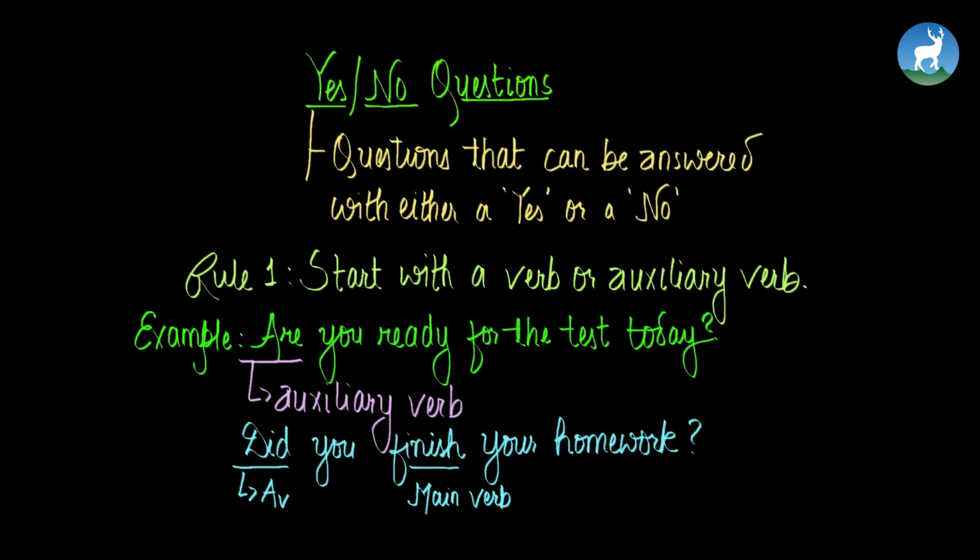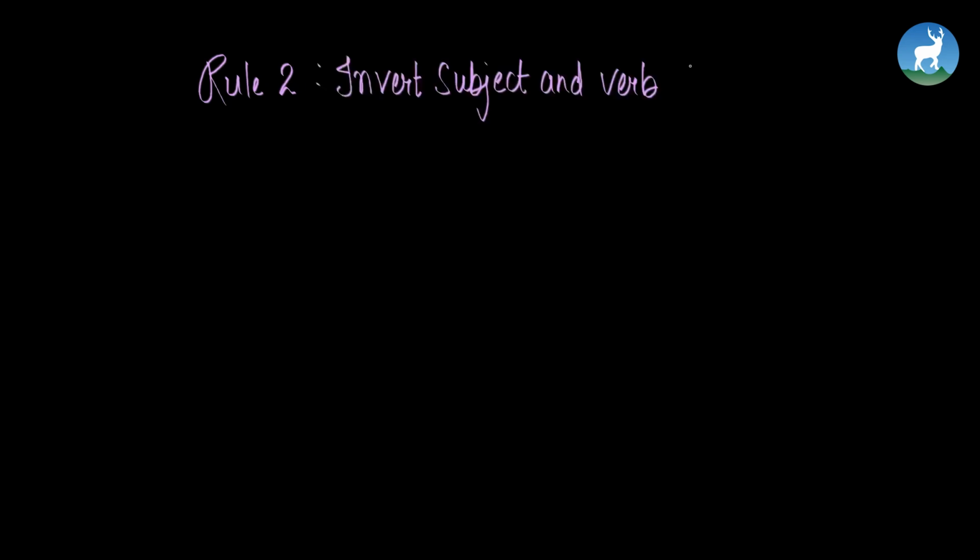Let's go to rule number 2. So what does rule 2 tell us? Rule 2 asks us to invert the subject and verb. See here, this rule tells us whenever we form a yes or no question, we can invert the subject and the verb. Let's see how it works. Let's take a sentence. She is coming to the party. It's a simple positive sentence, correct?